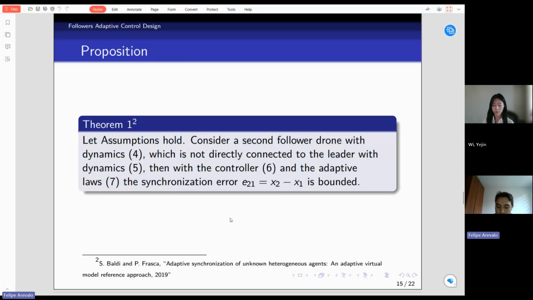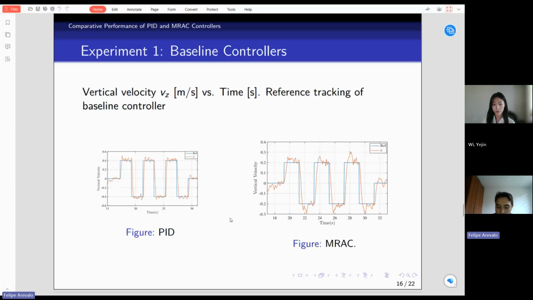For the theorem that we generated, the mathematical proof is done using some Lyapunov theory. So we define the Lyapunov function, and the idea is to validate that it is valid and satisfies all the Lyapunov conditions to guarantee that the synchronization error tends to zero. With that in mind, we can start the set of experiments, and Yejin is going to start to explain them.